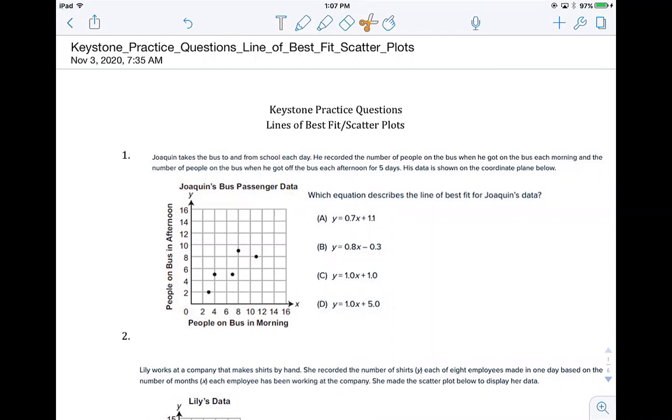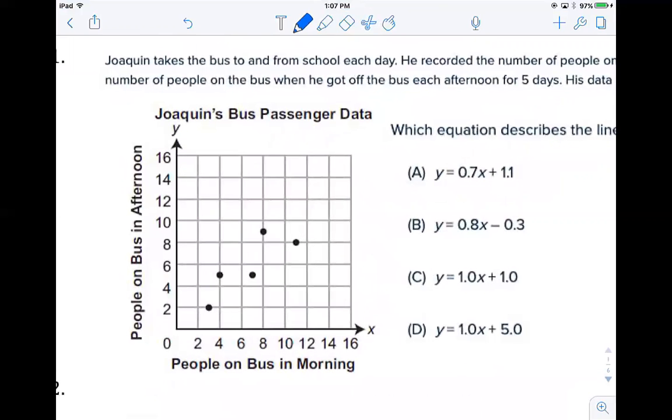So what I would suggest is drawing a line of best fit first. Remember, your line of best fit does not have to be perfect. It just needs to be kind of evenly spaced among your points. It does not have to touch any of your points. That's okay.